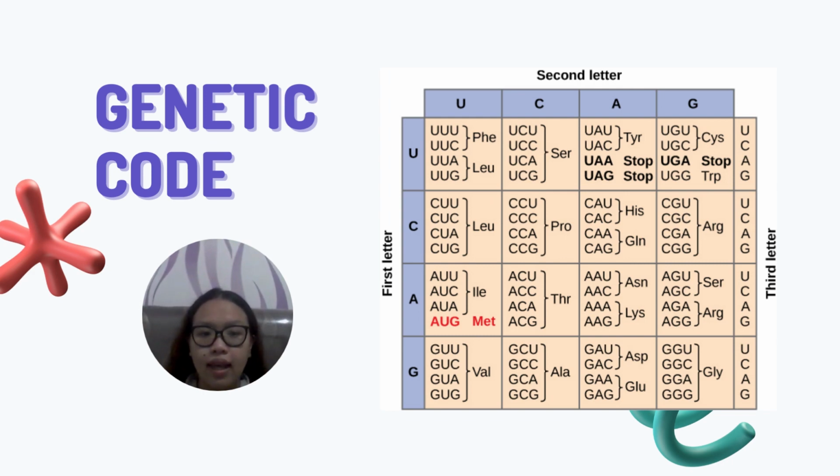As you can see in the slide, in addition to instructing the addition of a specific amino acid to a polypeptide chain, three of the 64 codons terminate protein synthesis and release the polypeptide from the translation machinery. These triplets are called nonsense codons or stop codons. Another codon, AUG, also has a special function. In addition to specifying the amino acid methionine, it also serves as the start codon to initiate translation. The reading frame for translation is set by the AUG start codon near the 5' end of the mRNA.